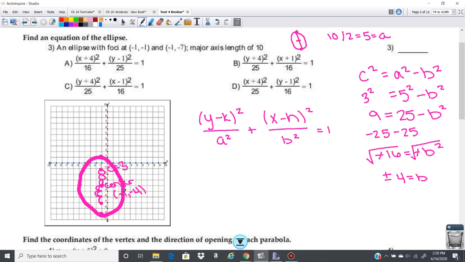We had a center at -1, -4. So -1 is your h. So that's going to be x minus -1, so x plus 1 squared. My k is -4, so y minus -4 gives us y plus 4 squared. My a is 5, so 5 squared is 25. My b is 4, 4 squared is 16, set it equal to 1. So that is going to give us option B.